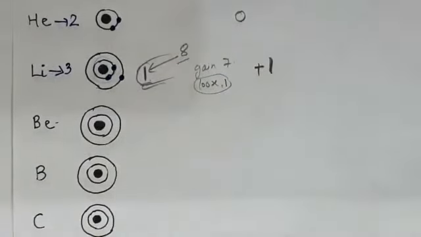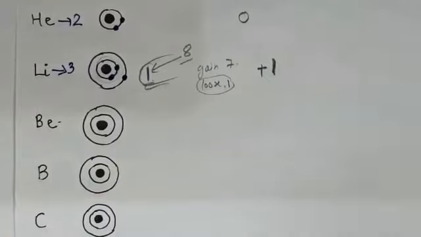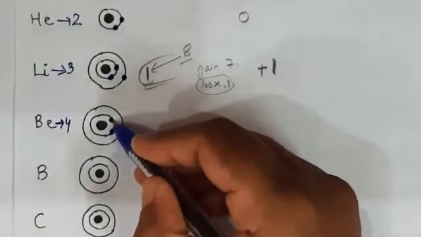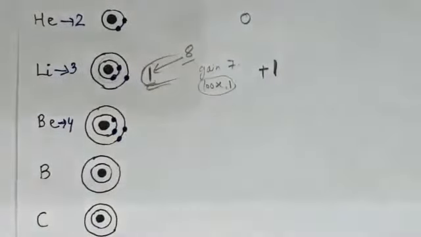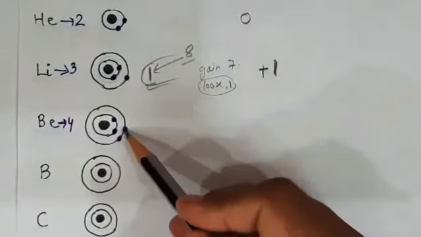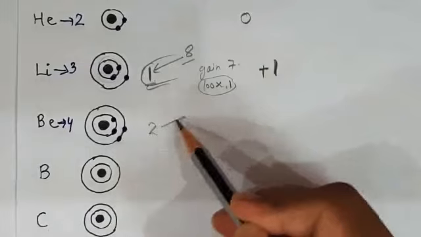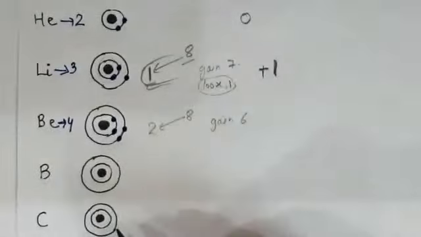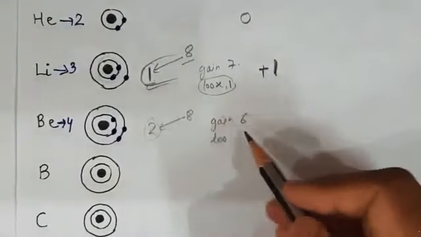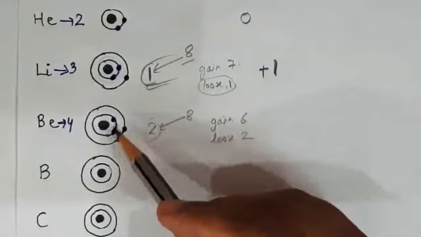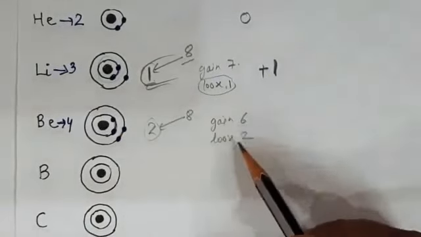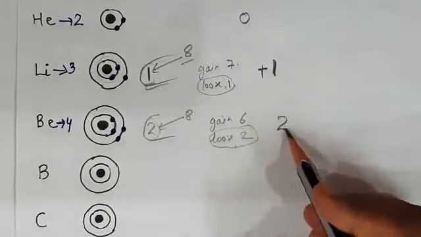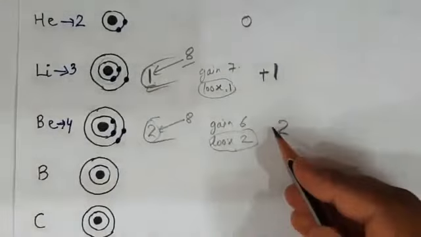Next case, beryllium. What is the atomic number of beryllium? 4. So 2 electrons in the first shell, remaining 2 electrons in the second shell. Okay. So in the outermost shell, how many electrons are present? 2. We need to make this 8. So what can be done? Either it will gain 6 electrons, or it will lose these 2 electrons to achieve this doublet or stable configuration. So which is more easy? Losing 2 electrons is easy. So 2 electrons will be lost. So valency is 2. And losing means plus.